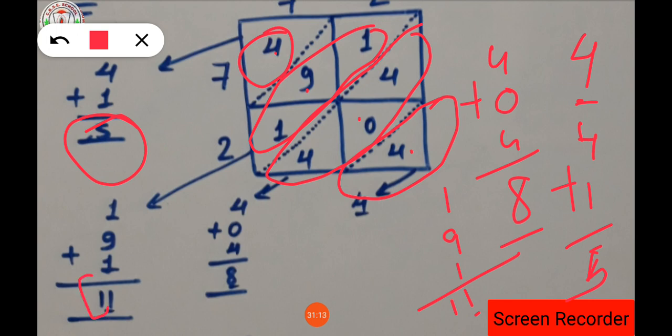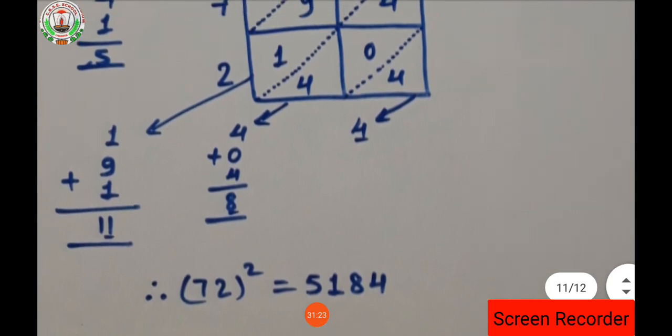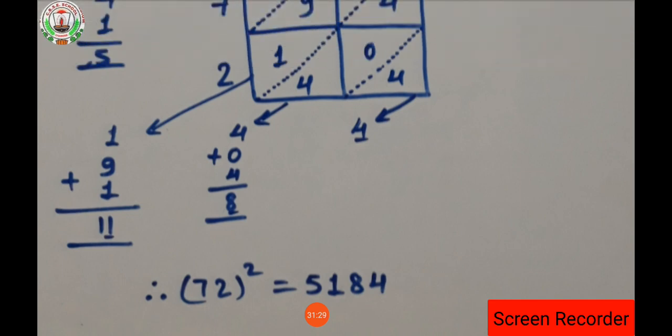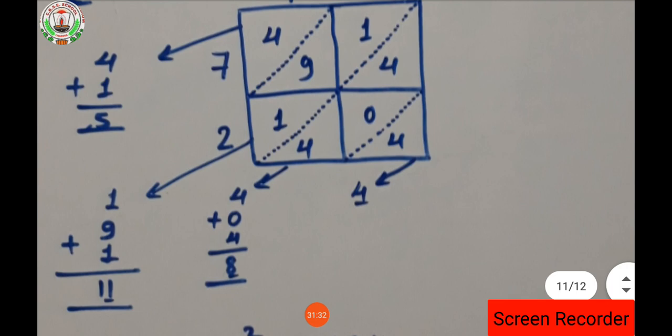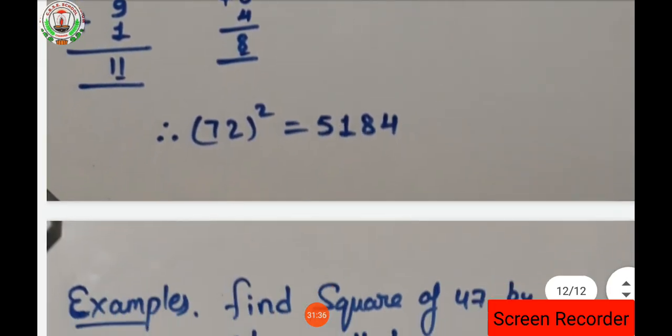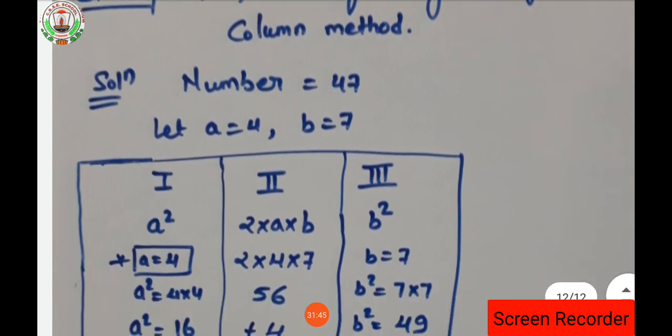Then this, 1, 8 and 4. So the square root of 72 is how much? 5. Okay, 5, 1, 8 and 4. So in this way you have to find. It is very simple. Once you go through the method, once you practice the method, it will be easy for you to solve it. Okay. Now find the square, not root, find the square of 47 by the column method.